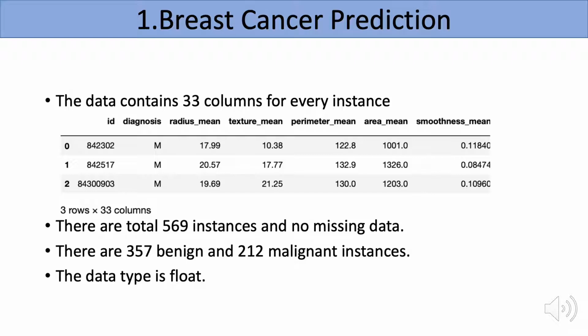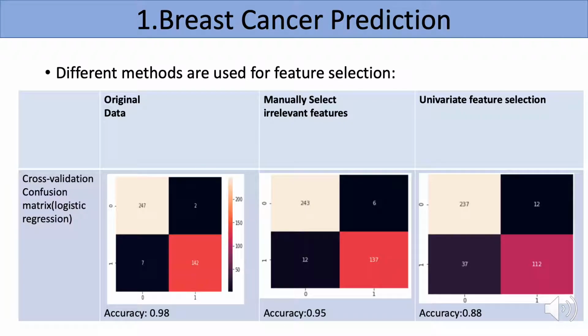The data contains 33 columns for every instance. There are a total of 569 instances and no missing data, which is quite good. And there are 357 benign and 212 malignant instances, so the data is not too skewed. The data type is float. Between the 30 features, some of the features are highly correlated, so we need to do some feature selection.